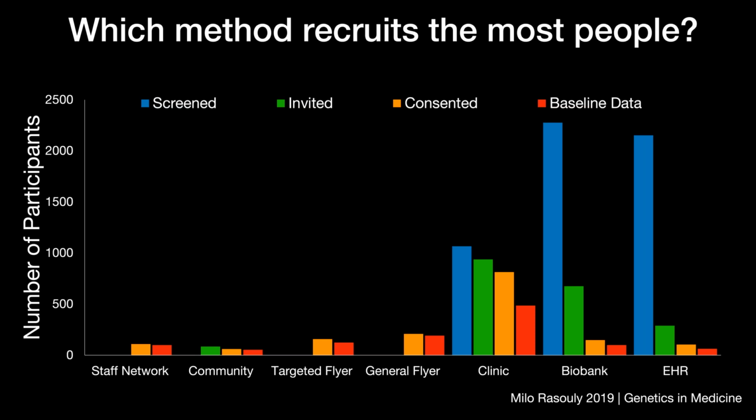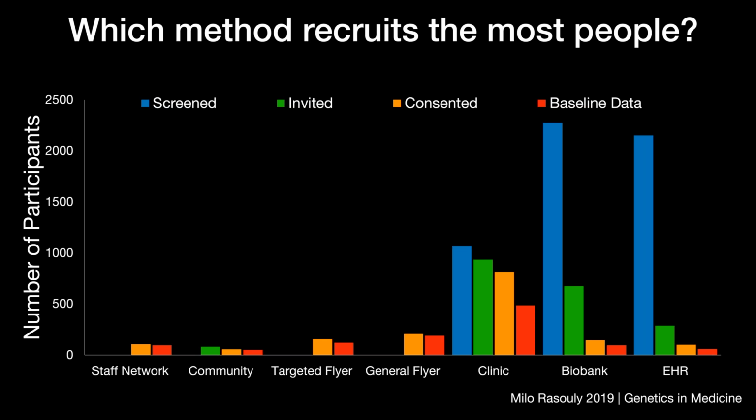What you can see here is that the blue refers to those who were initially screened, all the way to red, which refers to individuals who actually provided that baseline data, who came in for that baseline visit. What's really striking here is how seductive the biobank and electronic health record methods are in terms of drawing our attention and drawing our eyes. You can see that using these methods, you can reach a very large number of people for the screening process.